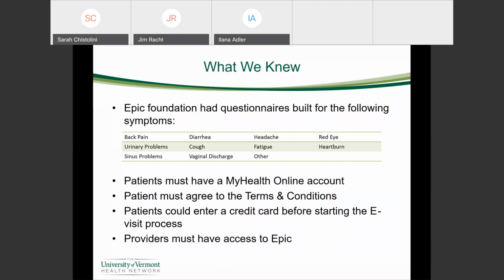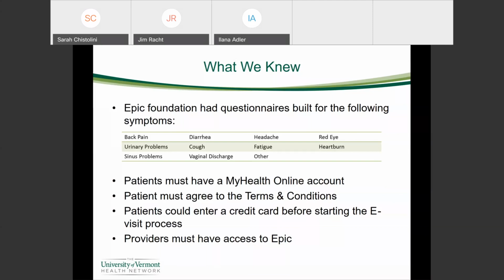We knew that patients had to have a My Health Online account because this is where the encounter starts. So patients log into My Health Online, they select e-visit, and they go through the questionnaire. We also knew that patients needed to agree to terms and conditions. Most of that language is saying that they agree that they're in the state of Vermont, because Sarah's licensed in Vermont, so we need them to be here. Just consent for telehealth in general, saying that if it's an emergency that they should call 911, not go through the questionnaire, things like that.